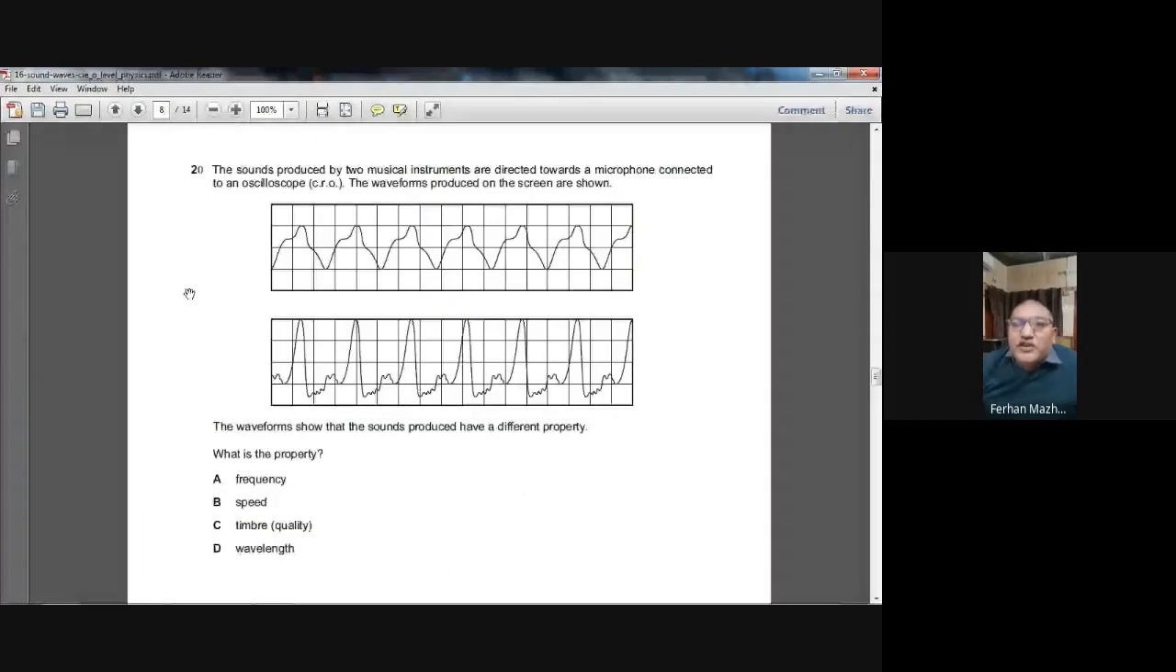The sounds produced by two musical instruments are directed towards a microphone connected to an oscilloscope. The waveforms produced on the screen are shown. The waveforms show that the sounds produced have a different property. What is that property? If you check carefully, the time period for this wave, you can count on these, let's say, 1, 2.5. 2.5 is the time period for this wave.